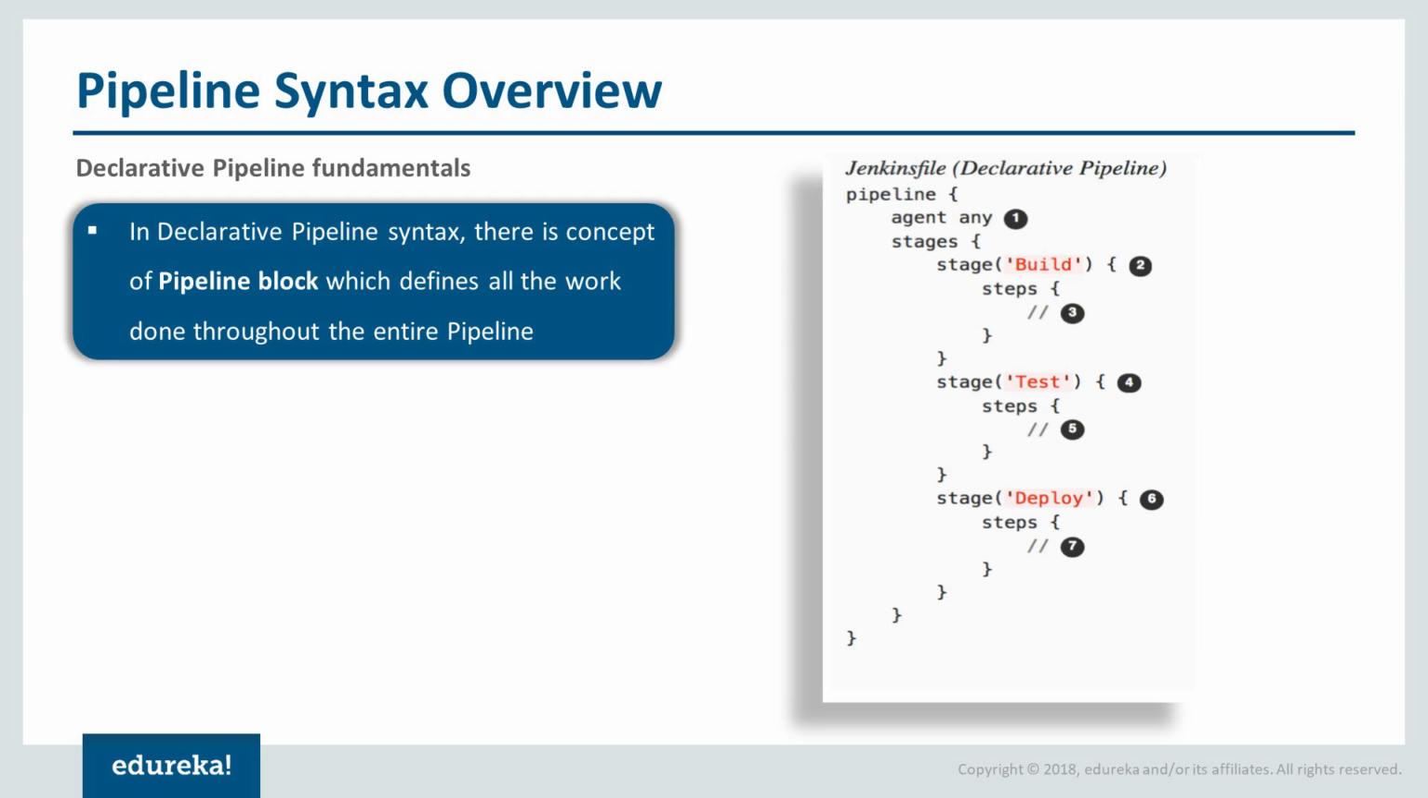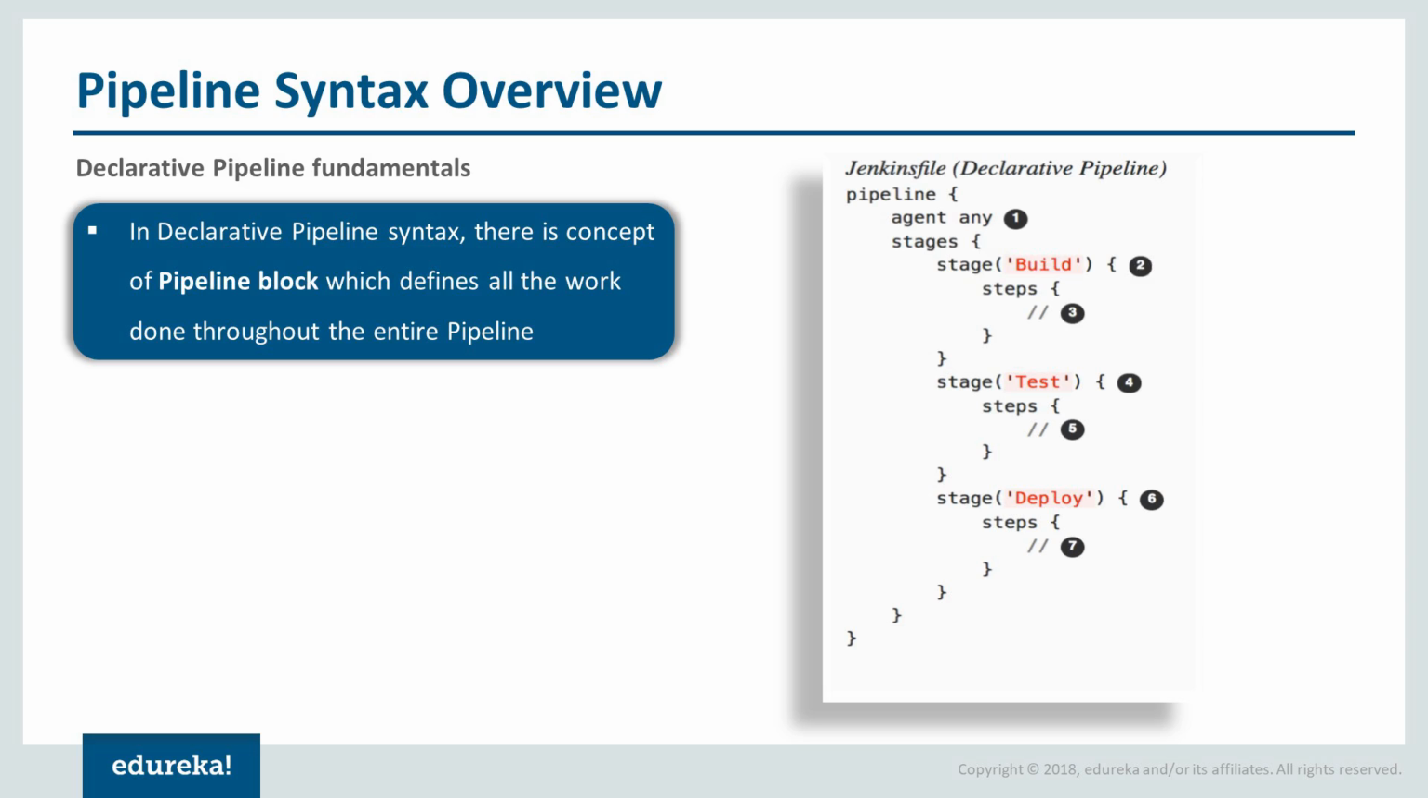In declarative pipeline syntax, there is a concept of the pipeline block, which defines all the work done throughout the entire pipeline. So if you see here, we start with pipeline, then there are curly braces opening here, and it encompasses the whole thing, whatever you write within that pipeline. All the steps, each and everything, will be within this big pipeline block.